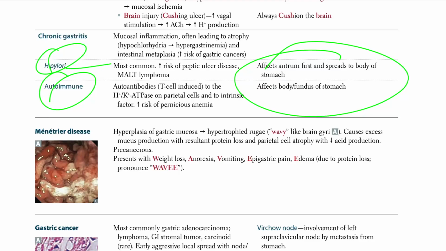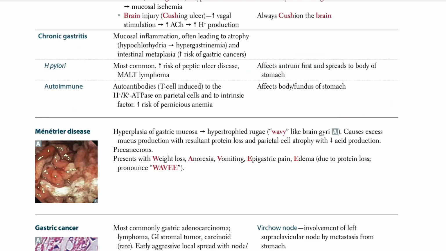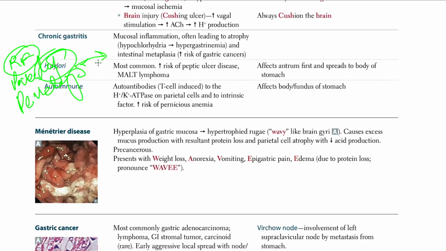Okay, one more thing here. What is the risk factor for H. pylori infection? Well, the risk factors to get an H. pylori infection are poverty and developing countries. So an immigrant who is coming here is going to get an H. pylori infection.